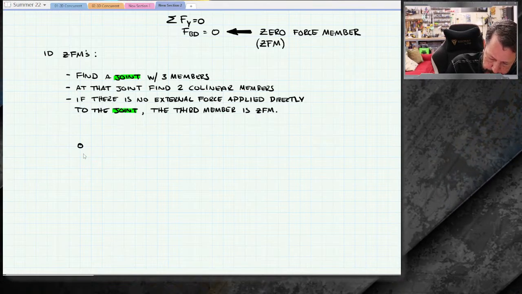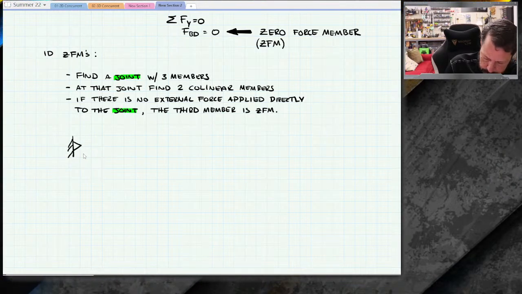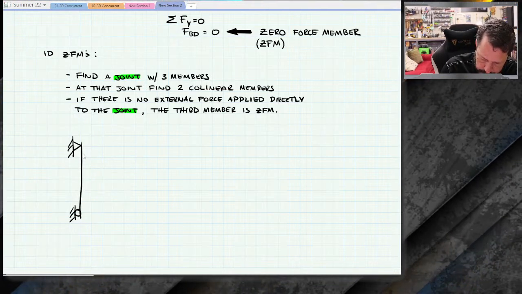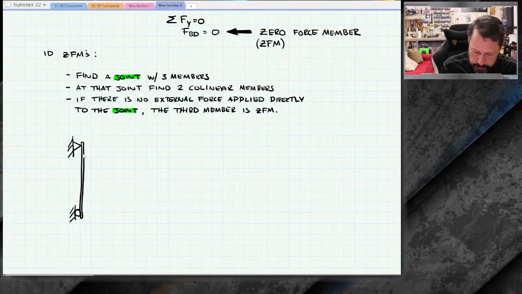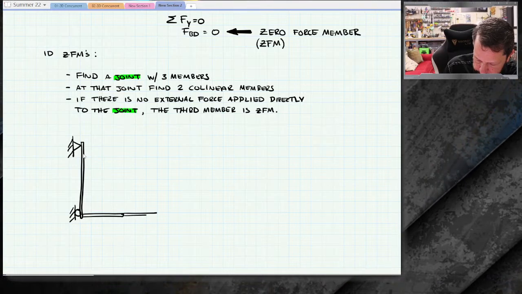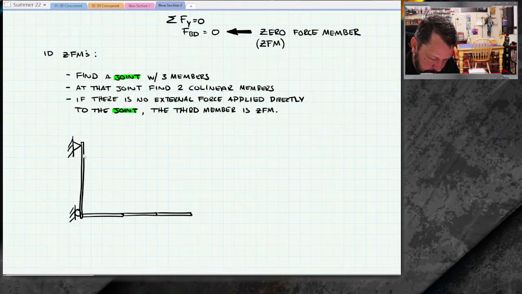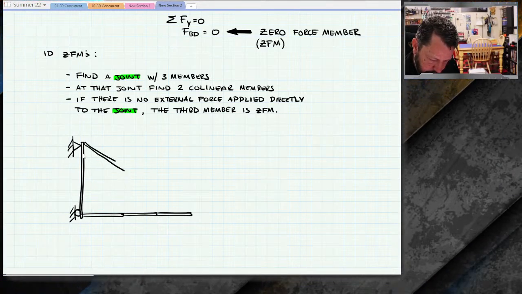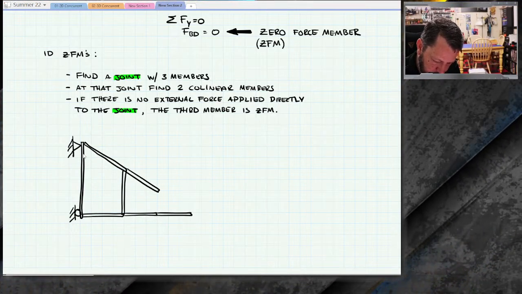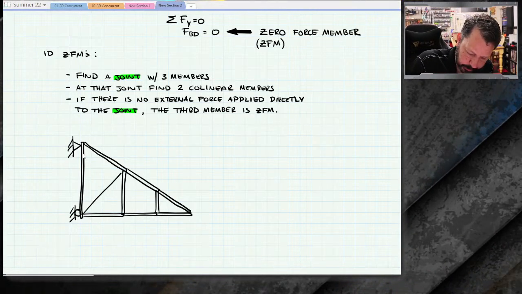All right, let's draw something over here and pick out some 0 force members. Let's make this a pin. And we'll make a roller over here. And we'll connect some piece there, and let's connect a little piece here. I'm trying to draw it kind of like it's made up of individual little pieces so that it's more clear. And then we need some diagonals in there.